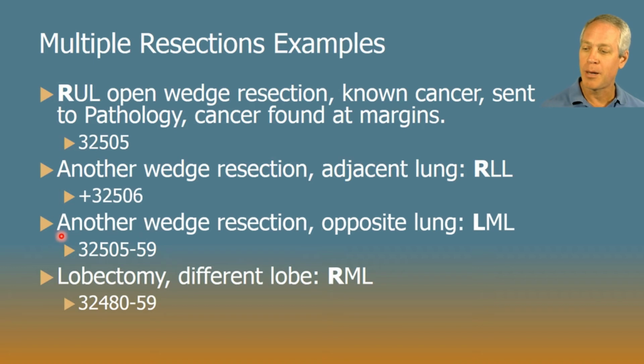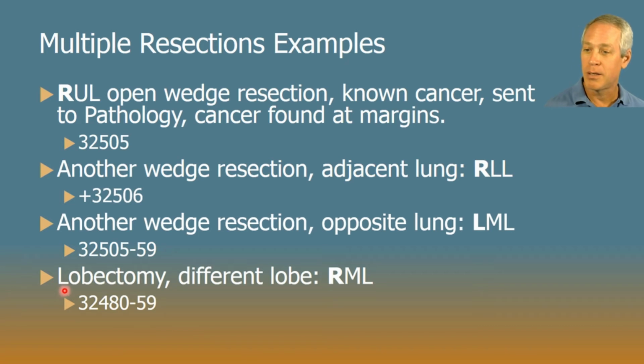Now, what if it was in the opposite lung, left middle lobe, and left middle lobe? Again, this is the uncommon scenario, but if done, we use the same therapeutic wedge resection code here, but we have to use a 59 modifier to distinguish it as not being an add-on. It's other lung, okay? It's not ipsilateral, it's contralateral.